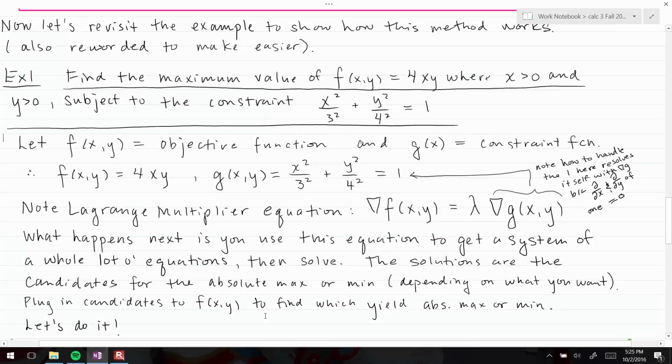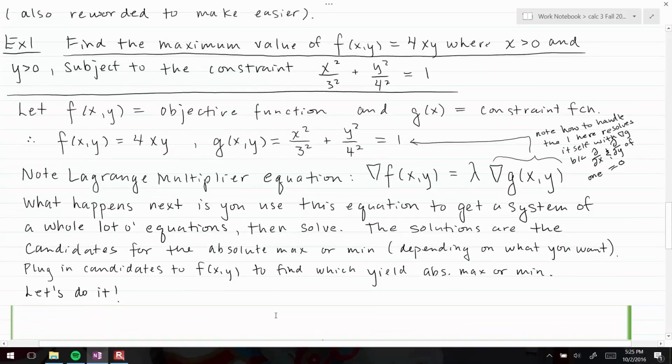Like I said before, you use this equation to get a system of sometimes a whole lot of equations. Solve those. The solutions are the candidates for the absolute max or min. Depending on what you want, plug in the candidates to f of x, y to find which yields the absolute max or min.